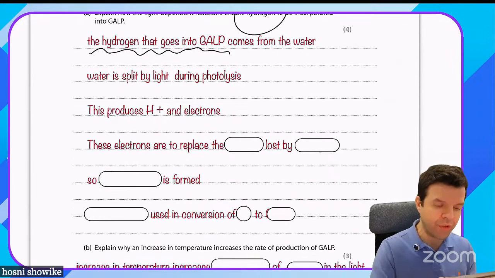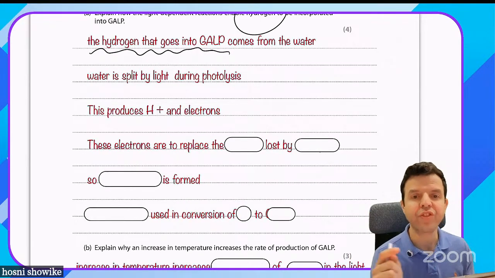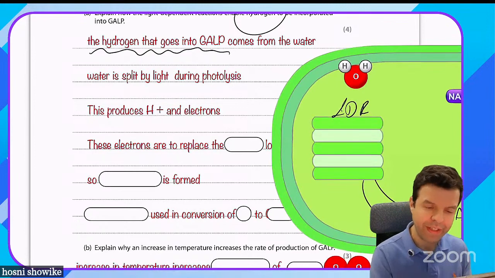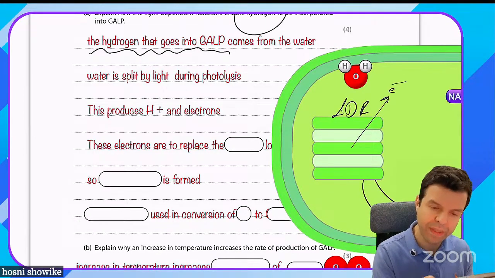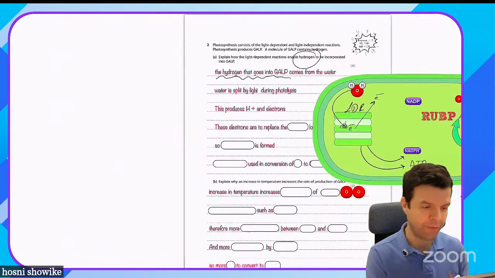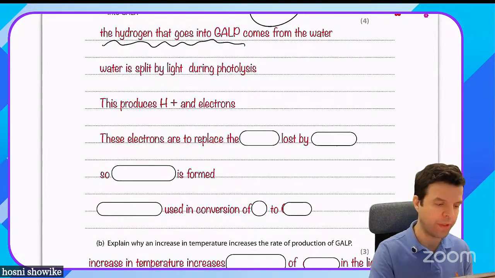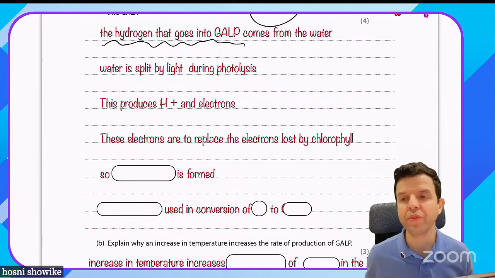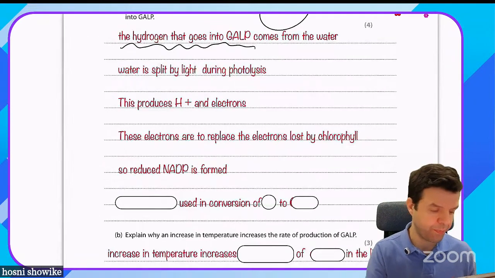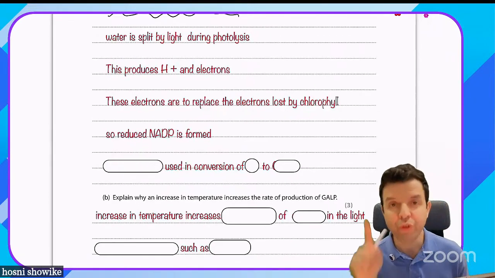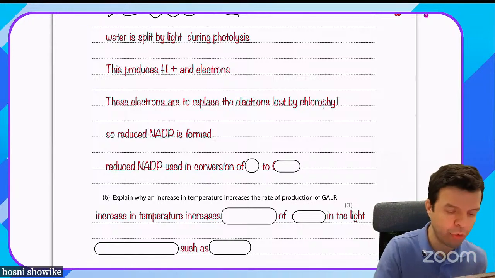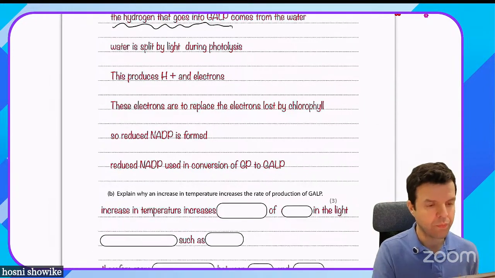So the electrons are going to return back. The electrons in the light reactions are going to be used to replace, do you know when you excite chlorophyll, you lose an electron, right? You excite it, you lose an electron, but the water is going to replace that missing electron. Okay, I'll write it here. So the electrons replace those lost by chlorophyll. So here we're going to make reduced NADP. And as I just stated, that reduced NADP is going to be valuable to convert GP into GALP. Okay.